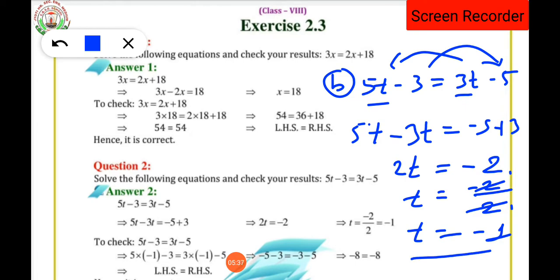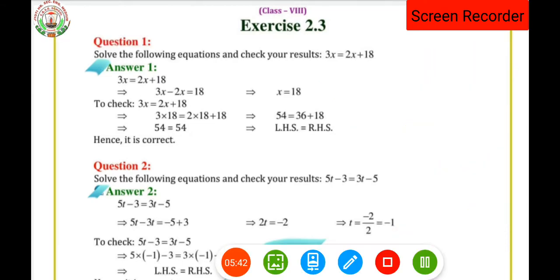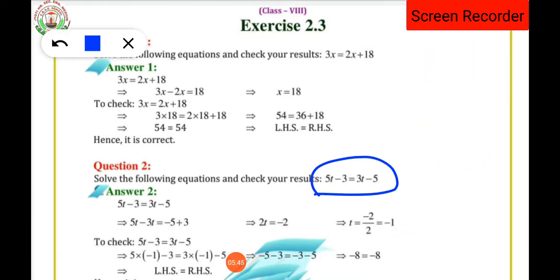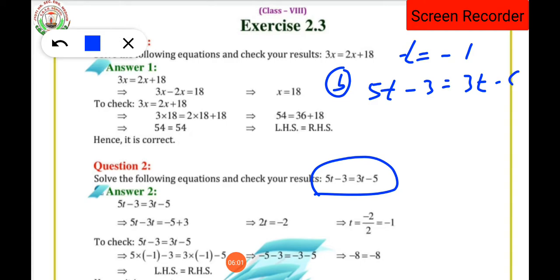Clear up to here? Now after getting the value of t equal to minus 1, what do we have to do? We have to check our result, whether the value t equal to minus 1 is coming right or not. For that, what do we have to do, student? For that, we have to substitute the value t equal to minus 1 in the question. The question is what? 5t minus 3 is equal to 3t minus 5. So here we have to substitute. So 5 into minus 1 minus 3 is equal to 3 into minus 1 minus 5.